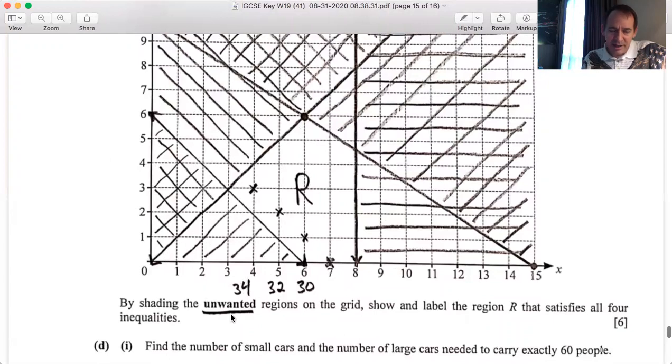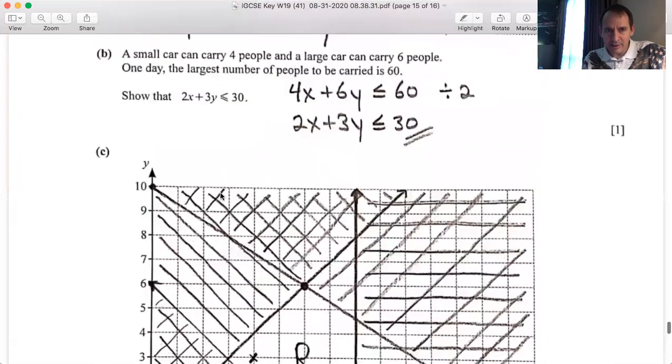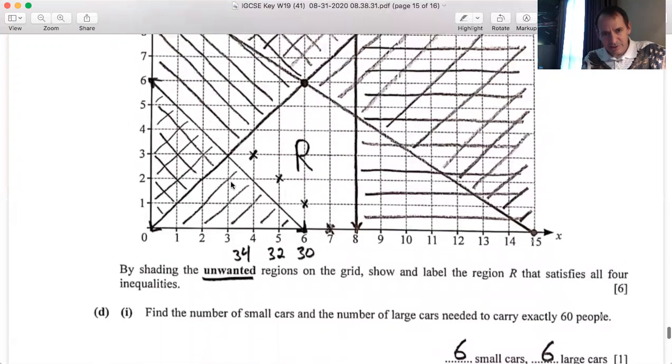We want to shade the unwanted, so we're going to shade the less than. We're going to go opposite the direction of the inequality because it says the unwanted regions. So we shade this over here.